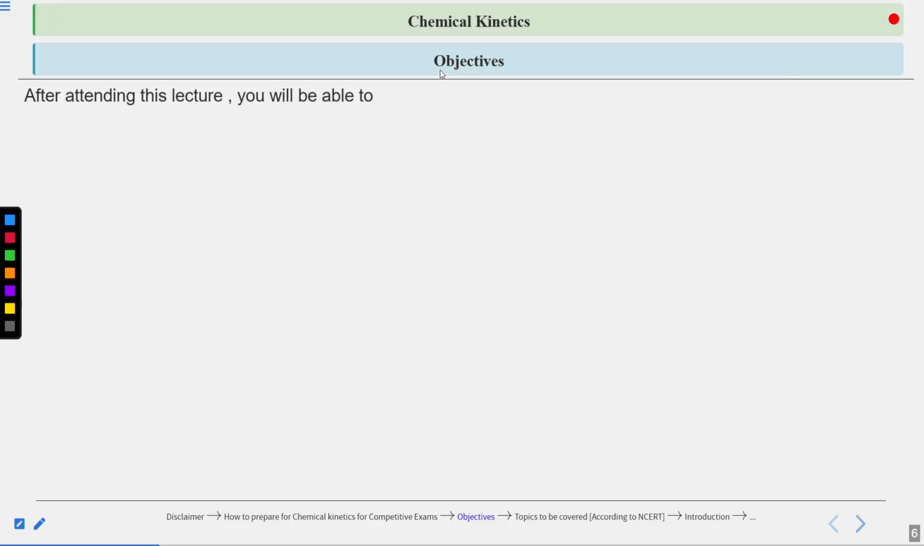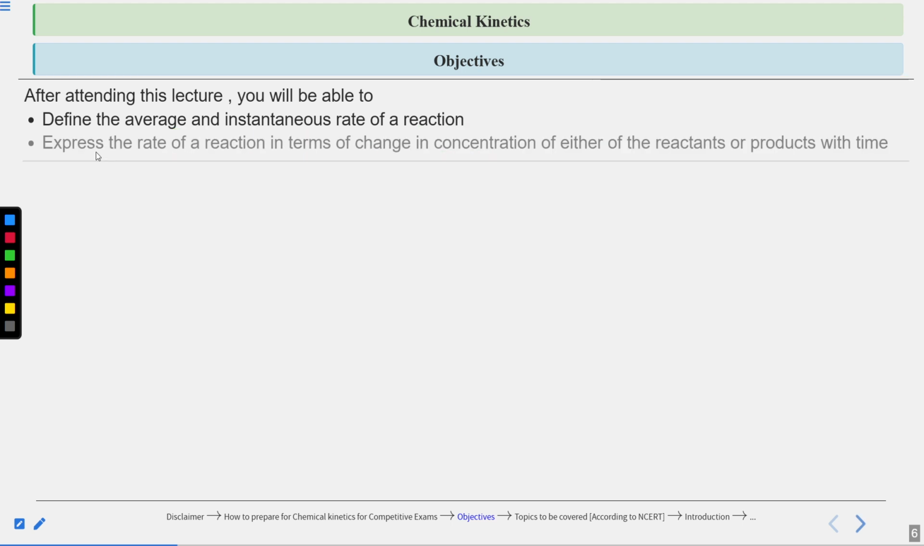Okay, let's talk about today's lecture. The objective: after attending this lecture, you will be able to define the average and the instantaneous rate of a reaction. You will also be able to express the rate of reaction in terms of change in concentration of either the reactants or the products. So how can you relate the rate of a reaction with the change of concentration of reactants or products, that you will also be able to understand after attending this lecture.